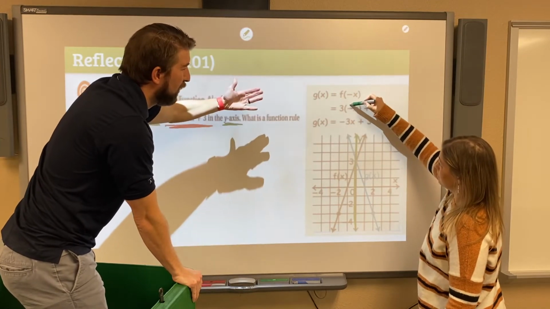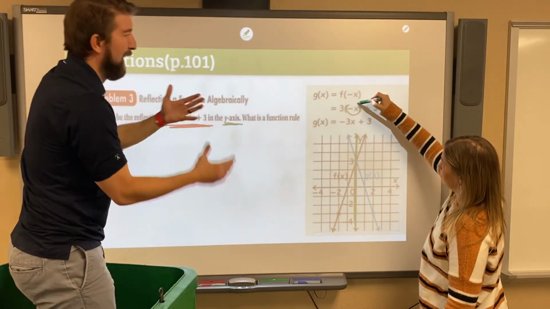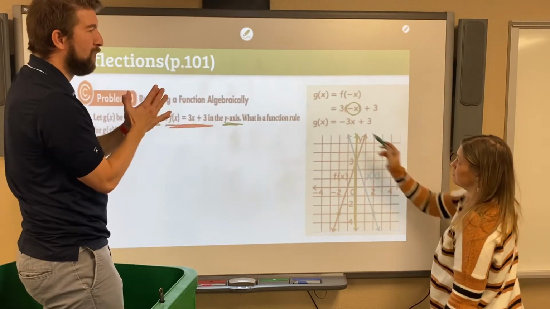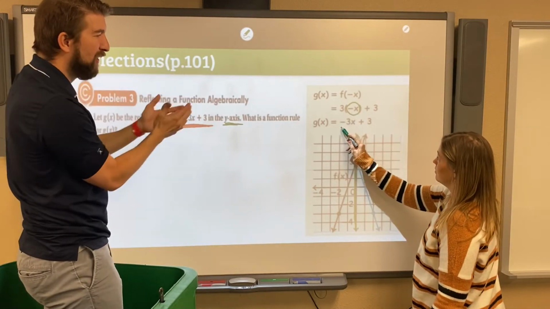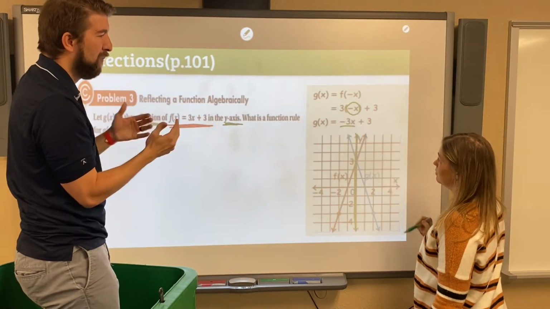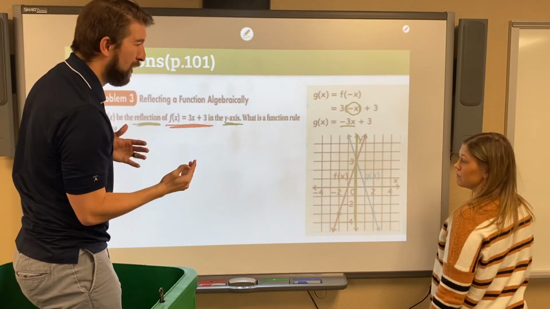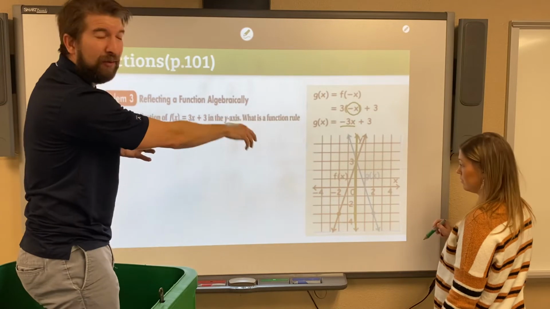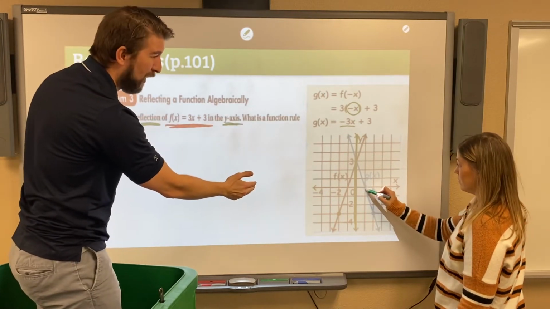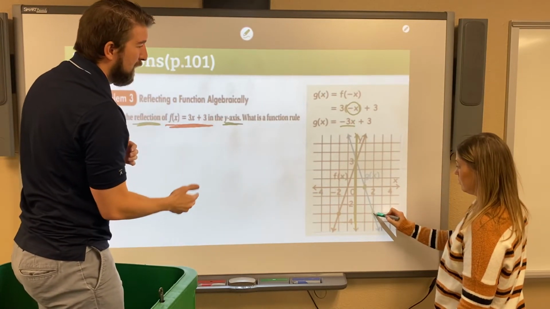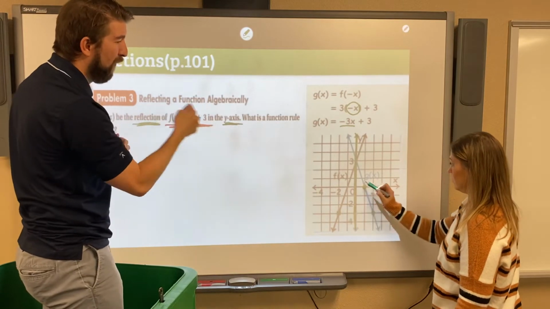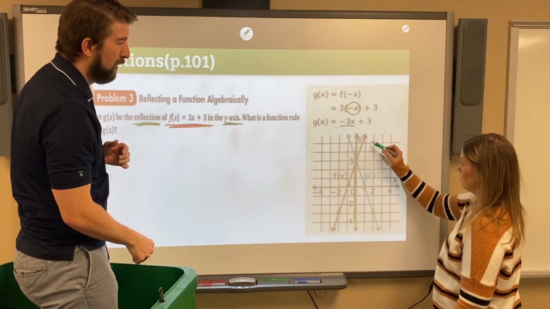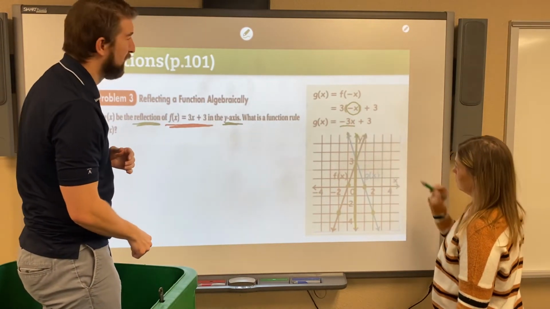But really the easy way is just make sure that x is negative, and then when you combine it with that 3, you get g of x equals negative 3x plus 3. And then the quick way to do that would be to pick maybe 3 or 4 points, randomly, and then just move them over, and then you should be able to get it.